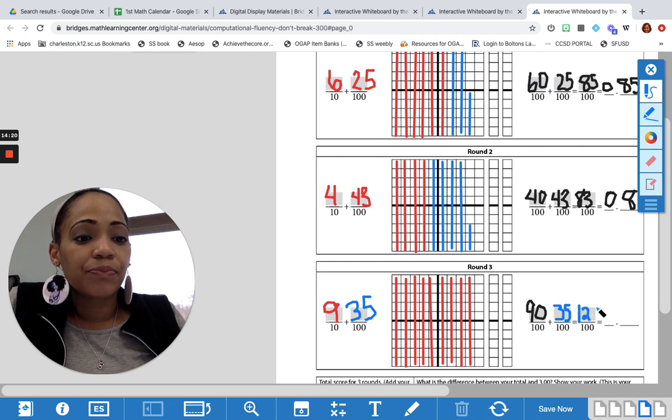125, which means I have 1 and 25 hundredths.